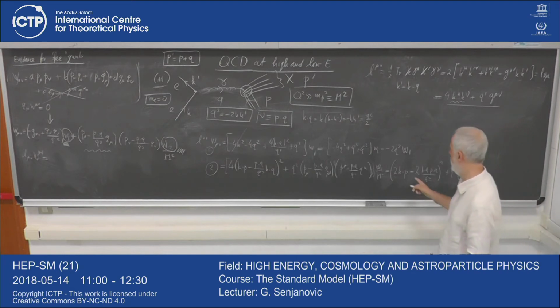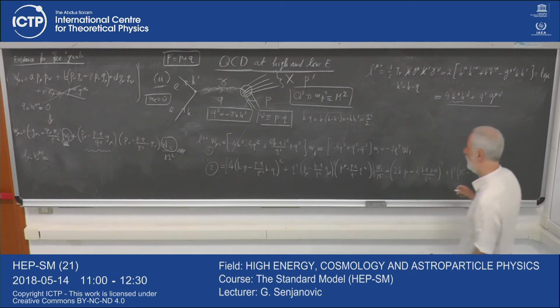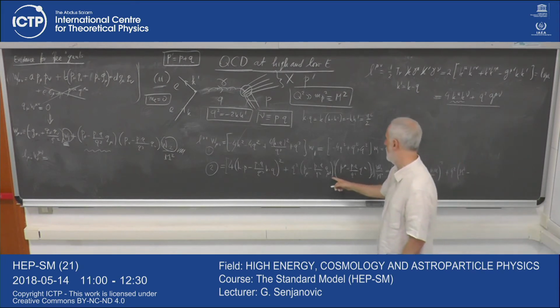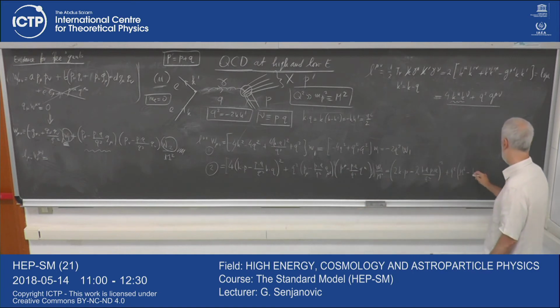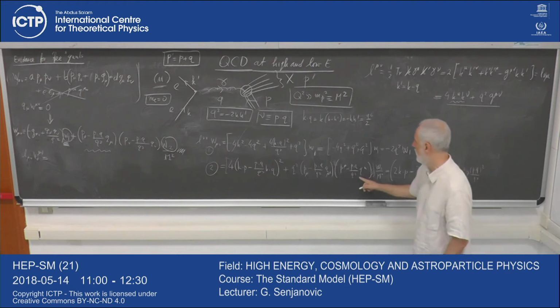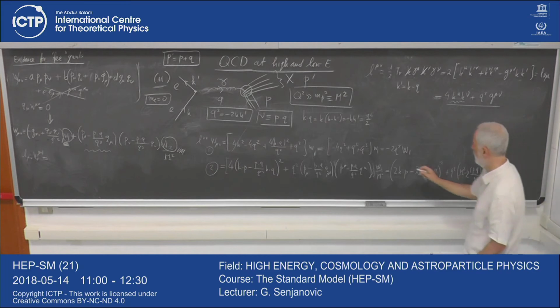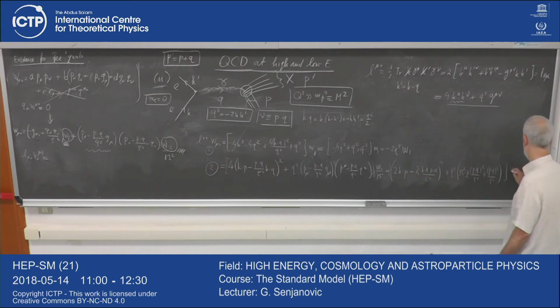Then there is another piece, which is P times Q squared, minus P times Q squared over Q squared times 2. I have 2 of these terms, plus the last piece is the same, P times Q squared over Q squared. This is all multiplying W2 over M squared.